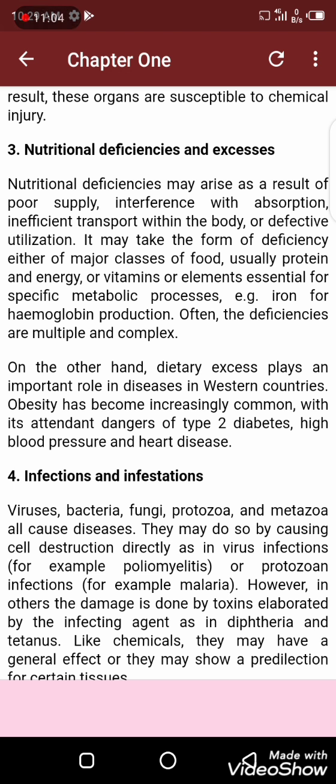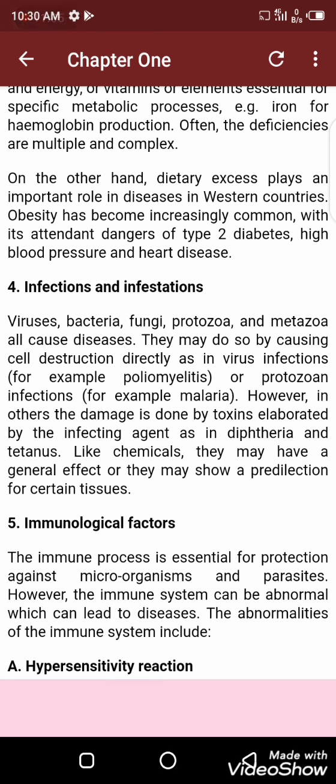So in nutritional deficiencies, many may arise as a result of poor supply, interference with absorption, inefficient transport within the body, or defective utilization. It may take the form of deficiencies either of major classes of food, usually protein and energy, or vitamins or elements essential for specific metabolic processes, e.g. iron for hemoglobin production. Often the deficiencies are multiple and complex.